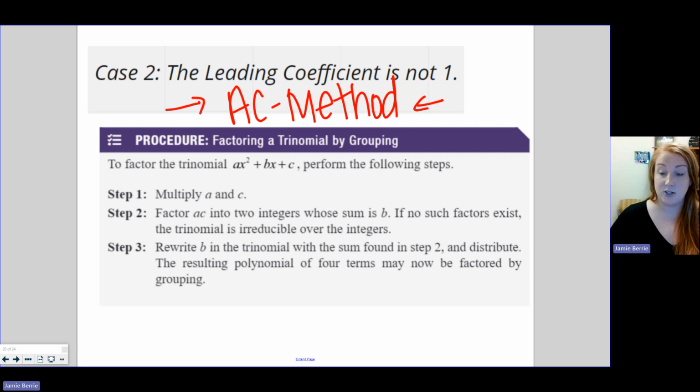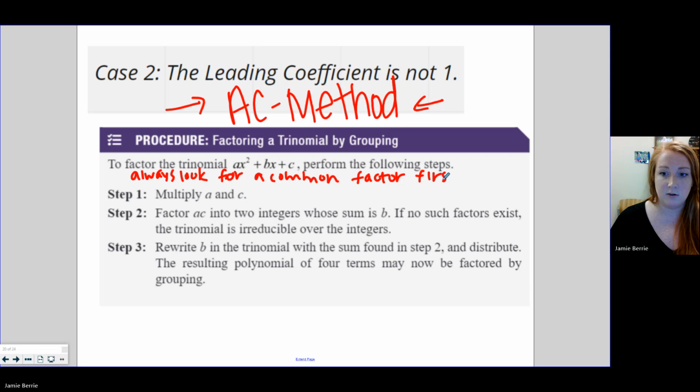All right, and really I should add in before this, you should always look for a common factor. Whoops, sorry. Always look for a common factor first. If you can factor out a common factor, it makes it so much easier. All right, so for example, if you have something like 6x squared plus 12x minus 20, you could pull out a 2. 2 goes into 6, 2 goes into 12, 2 goes into 20.